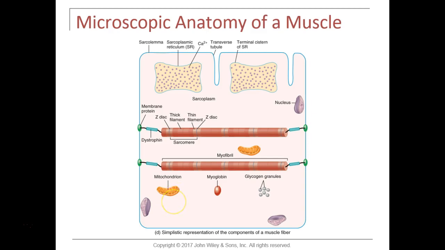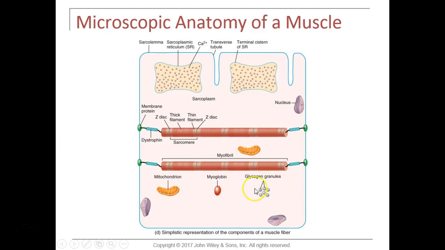Now, in order for oxygen to be moved around these fairly long cells, these cells are quite long, we have to have a protein that carries oxygen on the inside of the muscle cell. That molecule is called myoglobin. It's a related molecule to hemoglobin in blood that carries oxygen in the blood. So we do have myoglobin that's involved in carrying the oxygen in the cell.